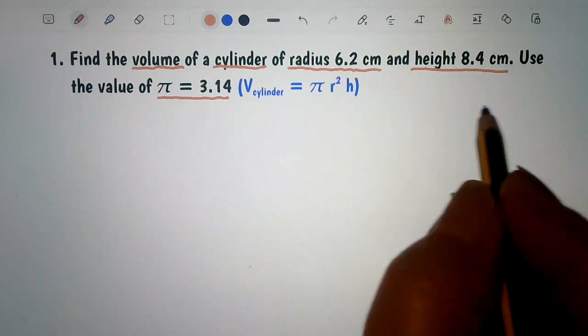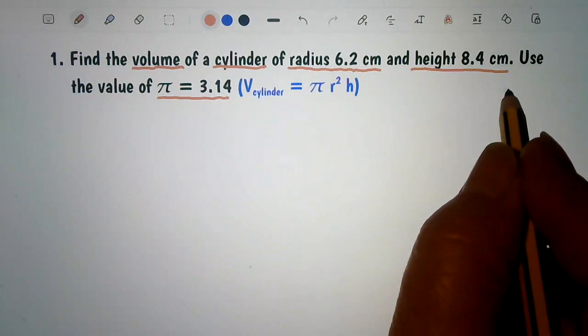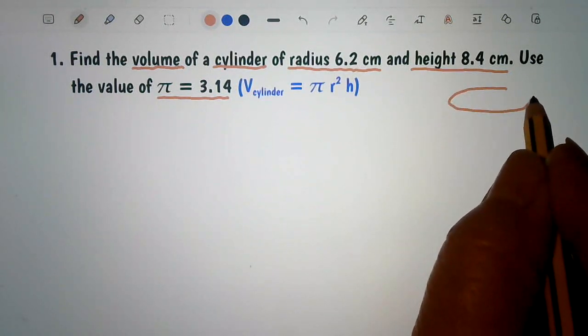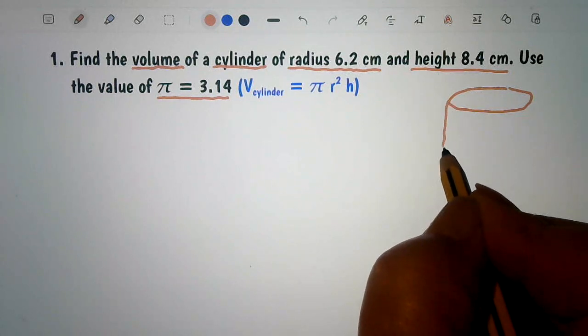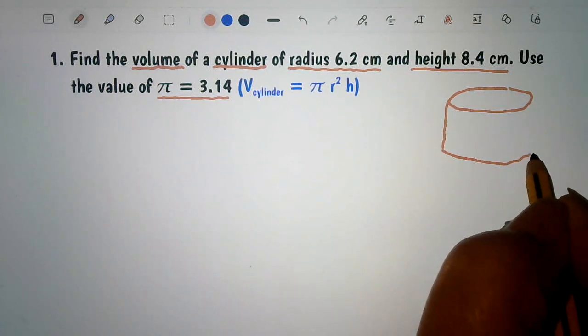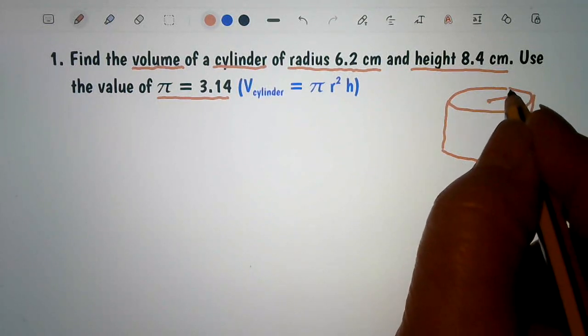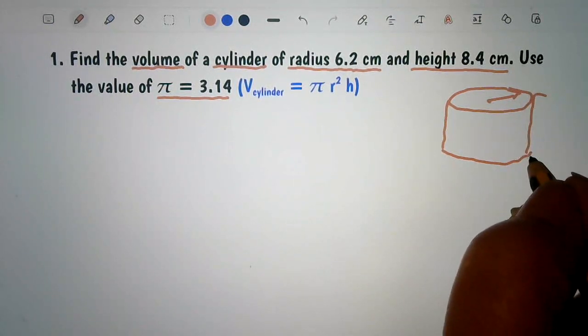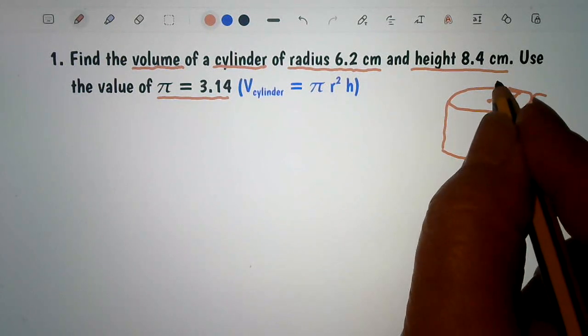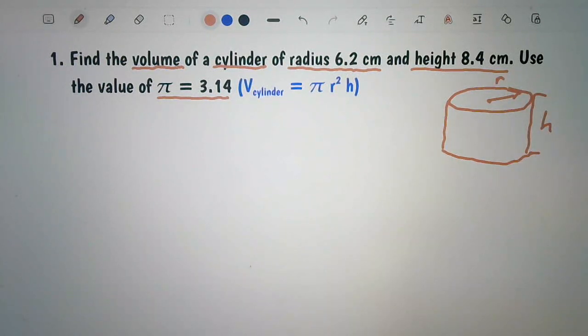Now I'm just going to make a quick sketch up here. So I've got a cylinder, there's the top, there it is. I know the radius and I know the height. So that's what I'm going to be looking at. Great. Now let's get it done.